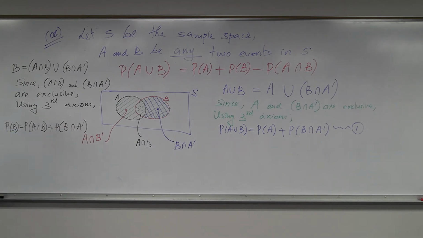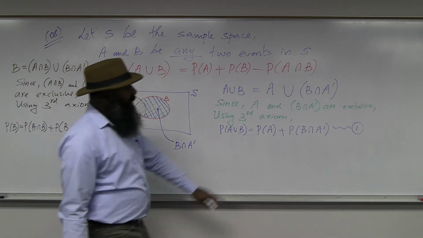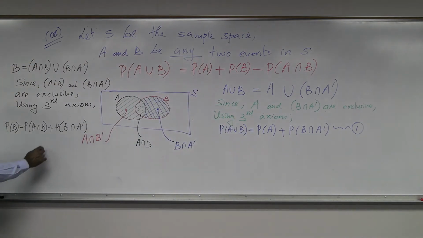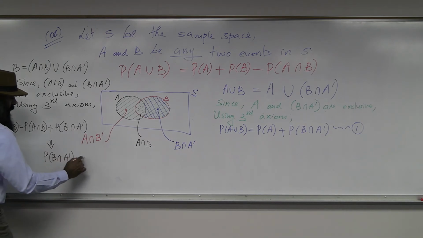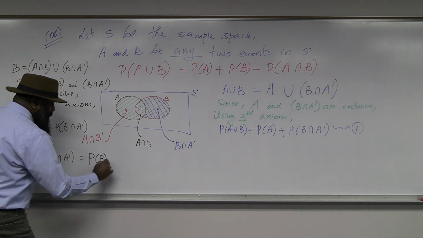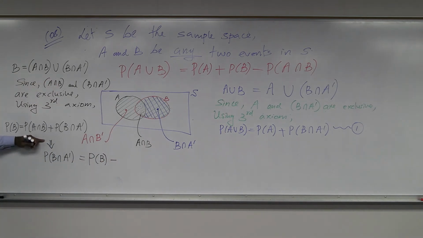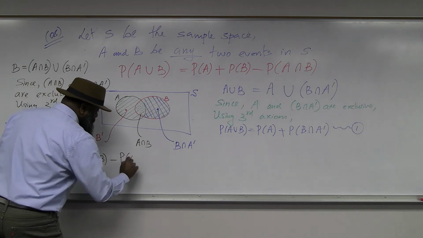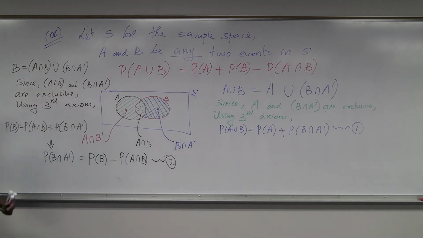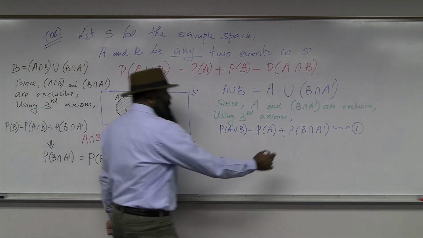Now from this equation, I can isolate probability of B intersection A prime and plug it in here. So I will isolate probability of B intersection A prime, that guy. That will be equal to probability of B minus probability of A intersection B. I will label this as number 2, and I'm going to plug in number 2 for this space of number 1.